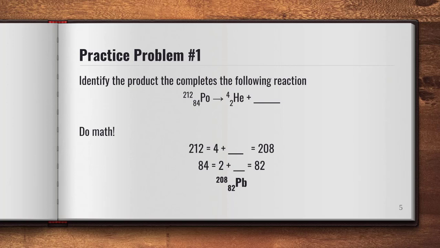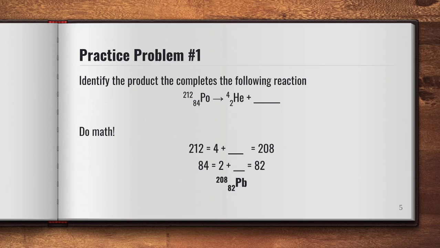So the concepts still apply here, and if you take a look at this practice problem, it makes sense. Identify the product that completes the following reaction. So we have a decomposition of polonium with 212 as its mass number and 84 as its atomic number. A helium atom is released, but we want to know what other product is produced from this reaction. Well, working just like a math problem, we got 212. The reaction arrow essentially means equal in this case. 4 plus blank. Well, do a little bit of math and you'll find that it's 208.